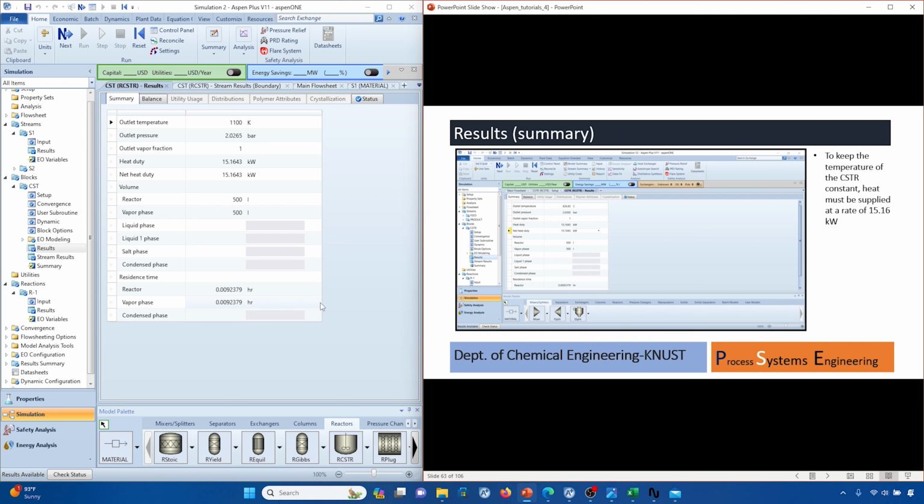Welcome to this session on Aspen Plus. We'll be continuing from where we left off, and today we'll be treating tubular reactors in Aspen Plus.